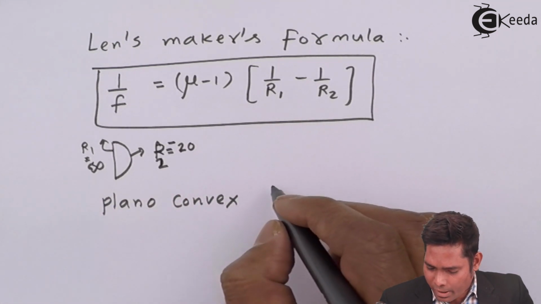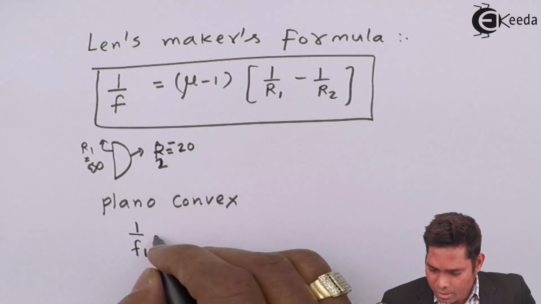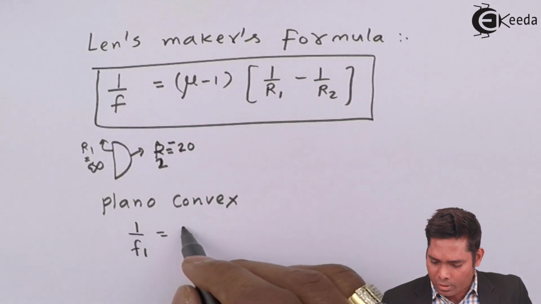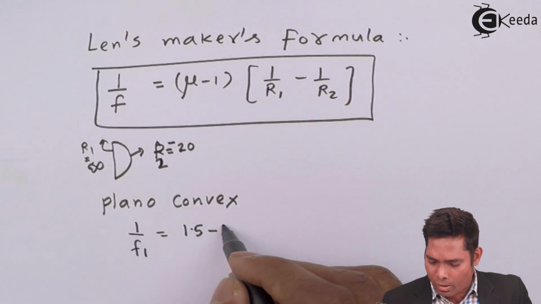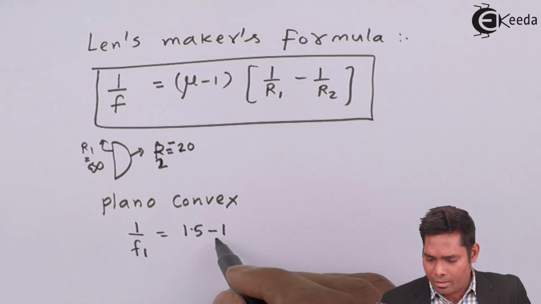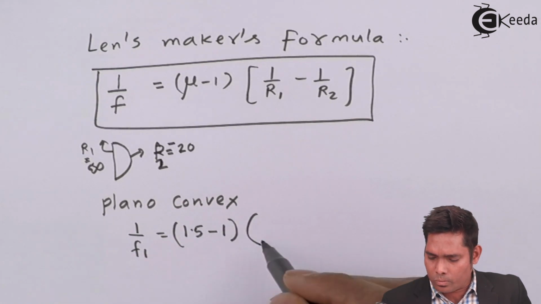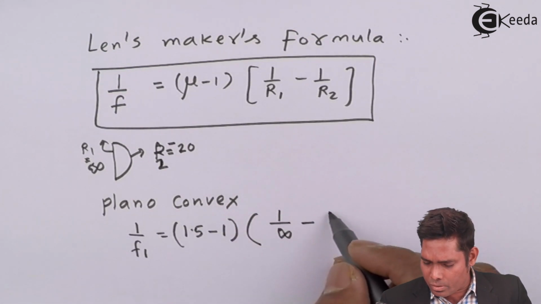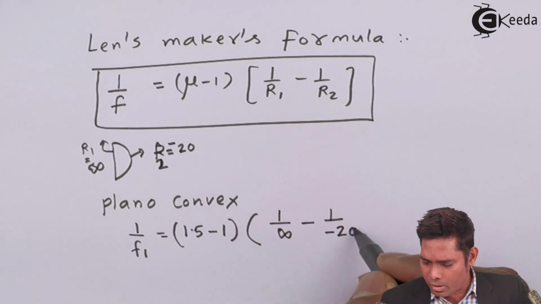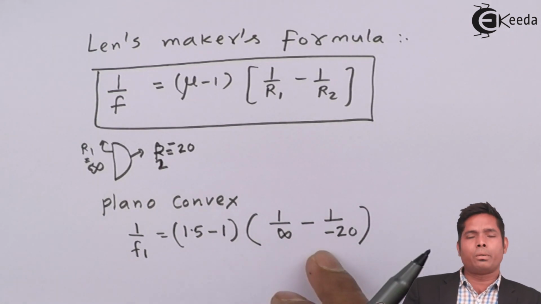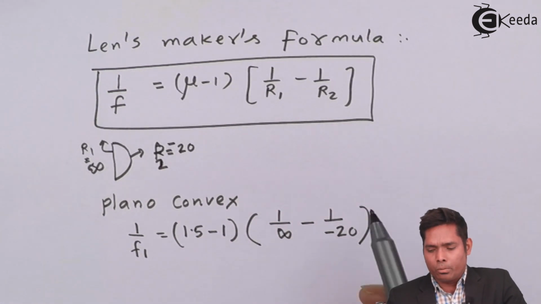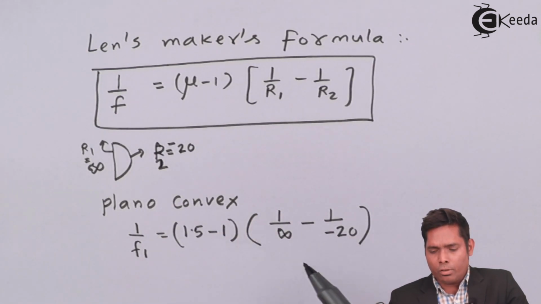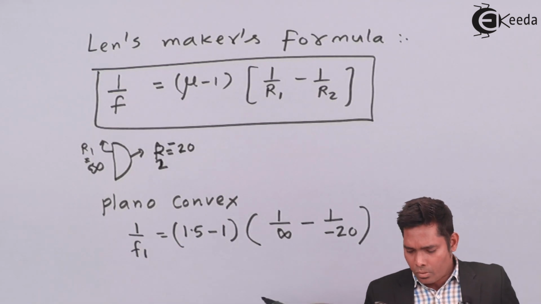So I can write that 1 upon f1 is mu minus 1. Here mu is the refractive index of the lens, which is 1.5, minus 1 because it is kept in air, into 1 over r1, which is infinity, minus 1 over r2, which is minus 20. While using this formula, we have to note that you have to put the values of r1 and r2 with sign.